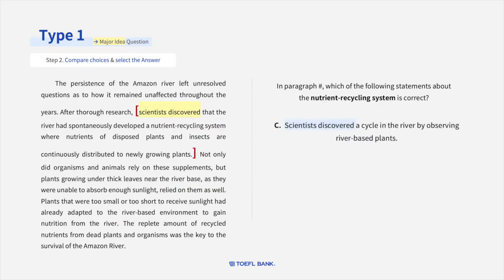C: Scientists discovered a cycle in the river by observing river-based plants. This was not mentioned in the passage at all, but even if it were mentioned, the question is asking for what is true about the persistence of the Amazon River. Therefore, choice C cannot be the answer to this question.